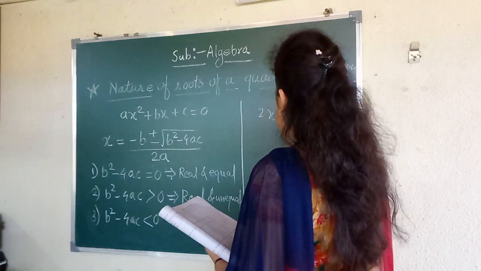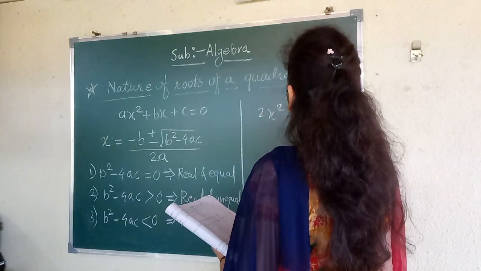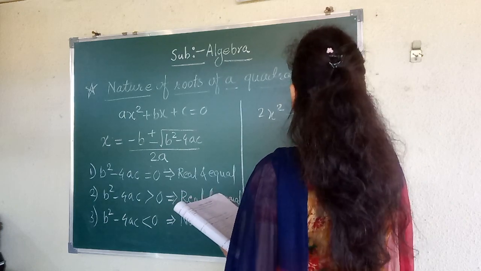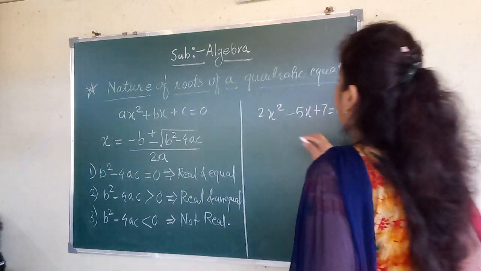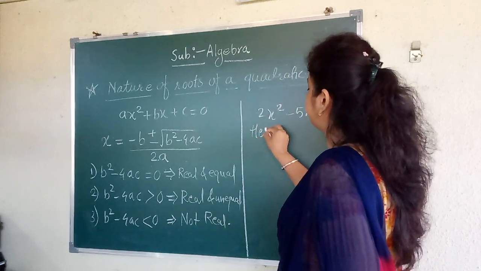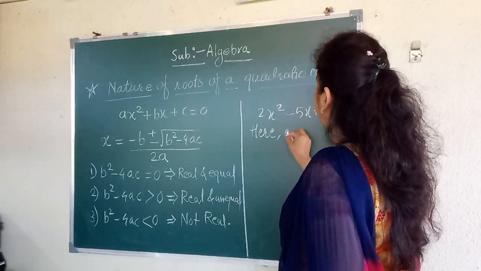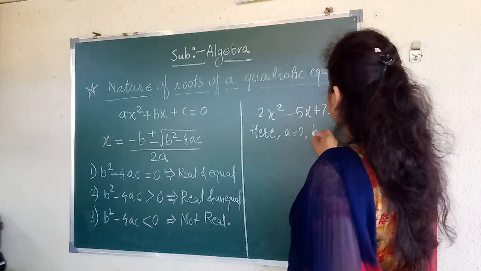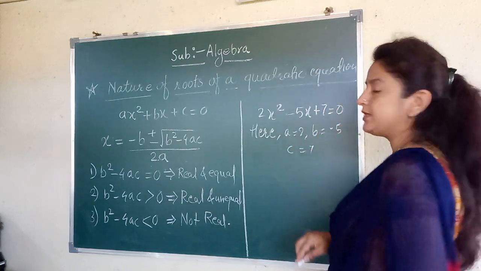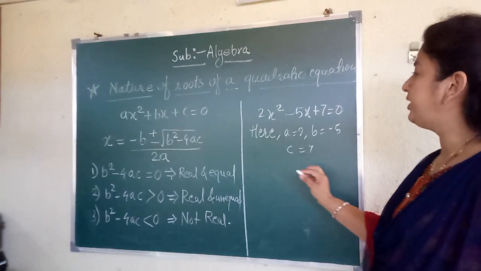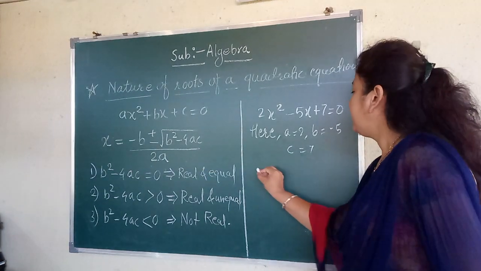2x square minus 5x plus 7 is equal to 0. Here we just have to write the a, b, c values. Here a is equal to 2, b is equal to negative 5 and c is equal to 7. Then we have to find b square minus 4ac.